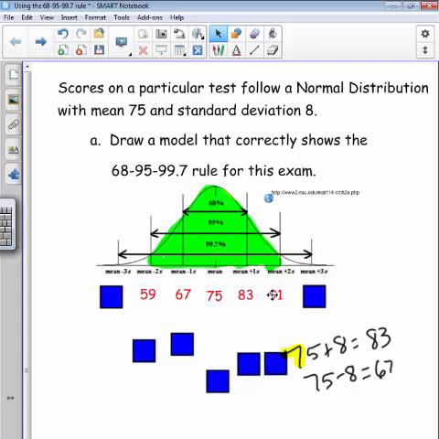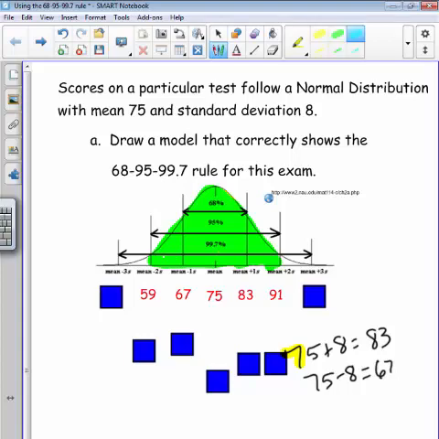I arrived at 91 by adding a standard deviation to 83. 75 plus 8 gives me 83. 83 plus 8 gives me 91. I arrived at 59 by subtracting a standard deviation from 67. 75 minus 8 gives me 67. 67 minus 8 gives me 59. 95% of the students who took the test got a score between 59 and 91.